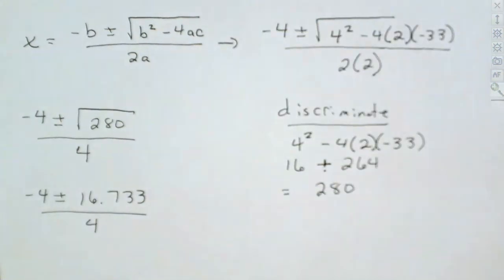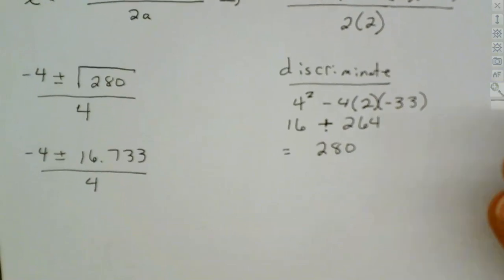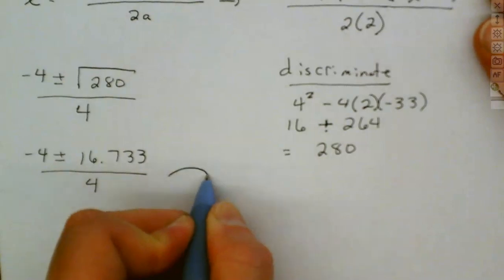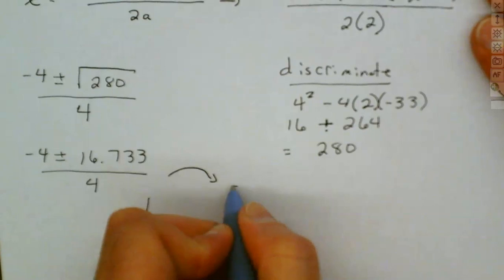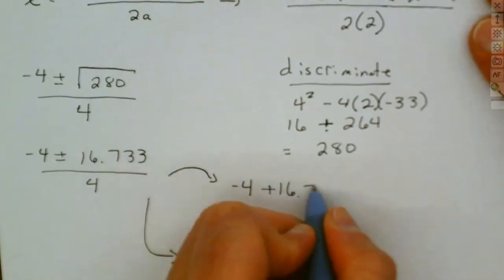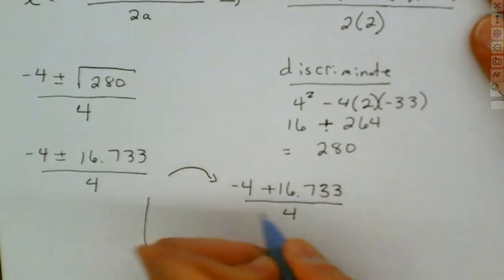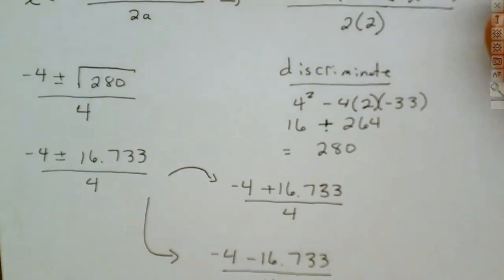Is everyone okay with that so far? Right. Now, I can get my two solutions. What are my two possible solutions going to look like? Well, one of them is going to be minus 4 plus that 16.733 over 4. And the other one is minus 4 minus 16.733 over 4.